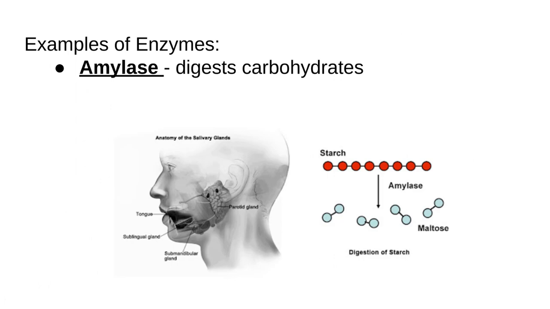So examples of enzymes. We have amylase. Amylase digests carbohydrates. So starch is broken down using amylase. This is secreted in your saliva. You can also find it in the duodenum or the small intestine as well, but the one we talked about is in your saliva.